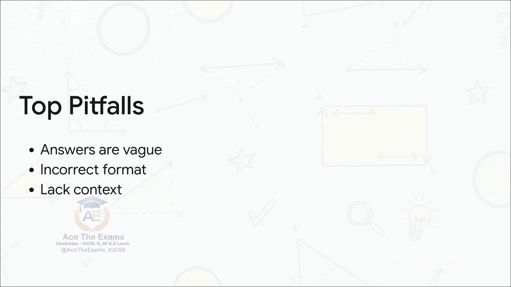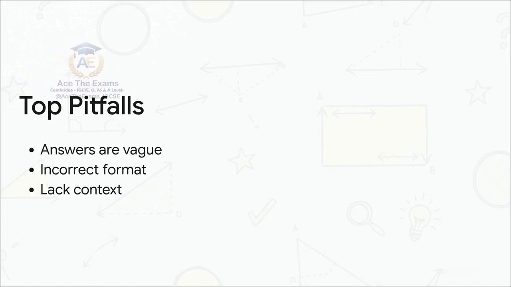Answers are way too vague. Examiners are actively hunting for specific details in clear annotations, not your vague assumptions. If you just write down add the vectors together, that is way too vague. You get nothing for that. If you write calculate the resultant vector by adding the corresponding horizontal and vertical components of vector p and vector q, boom, that is specific, that gets marks.